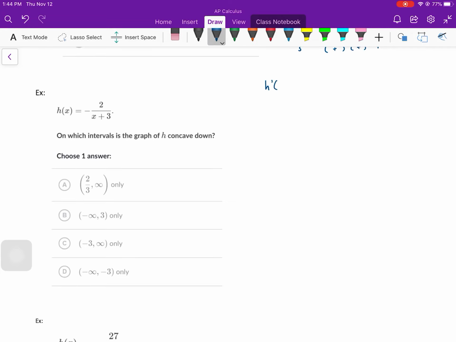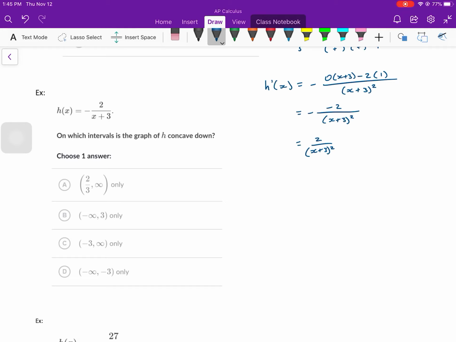So h prime of x is going to be negative. We'll put that negative just out in the front. So we're going to have f prime times g minus f times g prime over g squared. So it looks like a pain. Not a big deal though, because the 0 times that is going to cancel it out. We'll have a negative 2 on the top, x plus 3 squared, which becomes a positive 2 over x plus 3 squared.